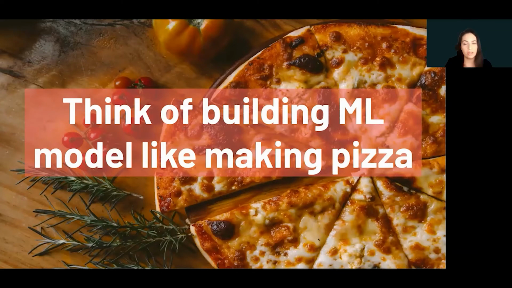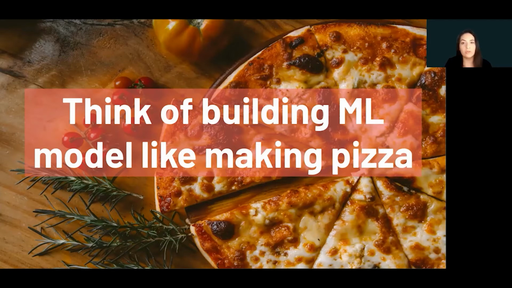So I want you to think about building machine learning models like making pizza. You start with different ingredients, which are our features, and you end up with a hopefully tasty pizza, a great model. But what happens along the way? You probably ask yourself, what is she talking about? What does pizza have to do with machine learning?